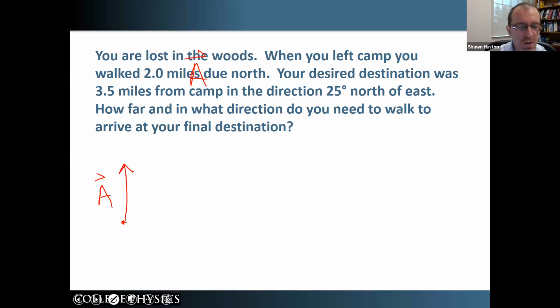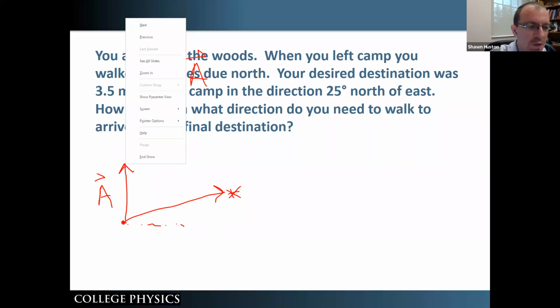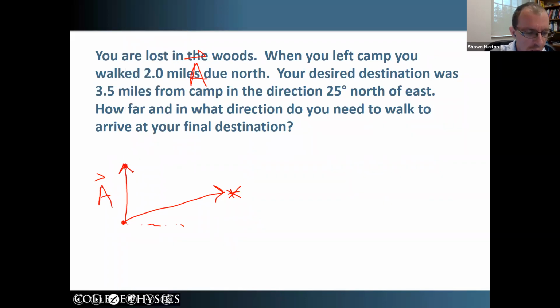It said your desired destination was 3.5 miles from camp, at an angle of 25 degrees north of east. So if I think about the east direction, it's like out this way. If I'm going 25 degrees north of east, maybe it's something like this. So this point right there is really where we wanted to get to. For whatever reason, we just started out due north. So now the question is, what do I need to do? I'm there at the end of A. What do I need to do to get to where I'm supposed to go? Well, I think I need to go from A to that asterisk right there.